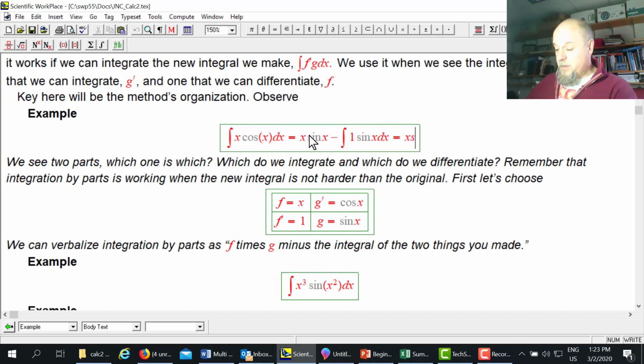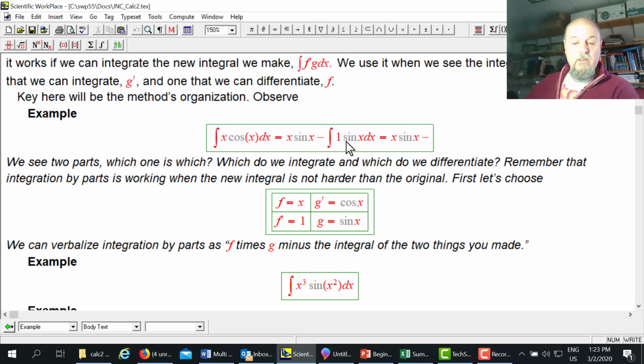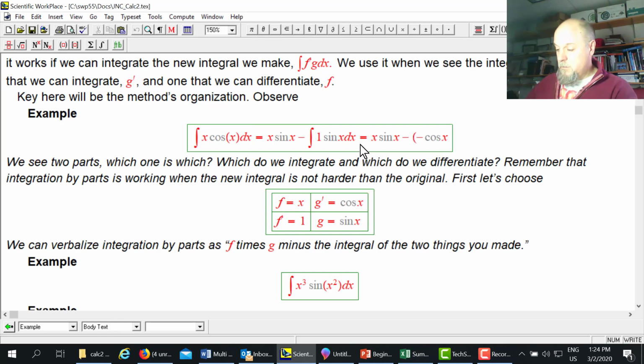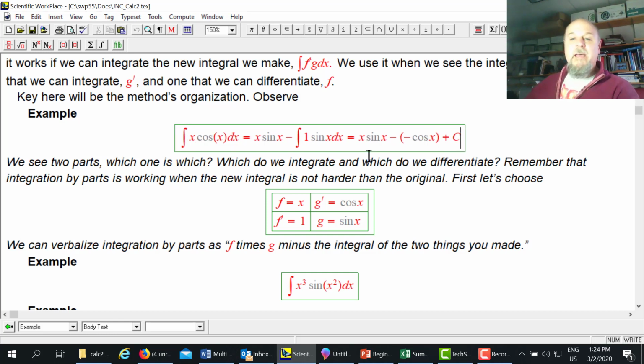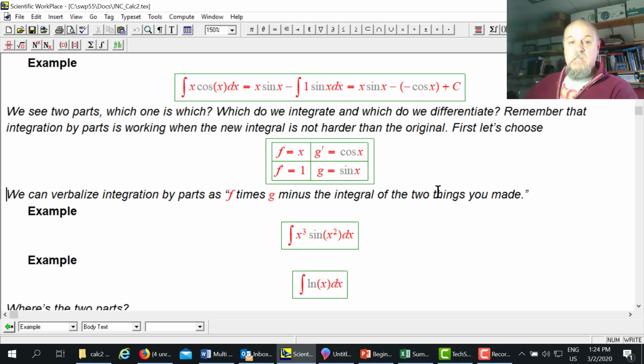So let's integrate that. If I want to integrate sine, that's going to be minus cosine plus c. And I guess I can clean this minus a minus up to be a plus. So my final answer would be x sine x plus cos x plus c. Verbally, and that way if I remember it verbally, then I don't have to remember it with the u's and the v's or the f's and the g's. It's f times g, those are the two things that are not differentiated, minus the integral of the two things I made. More examples.